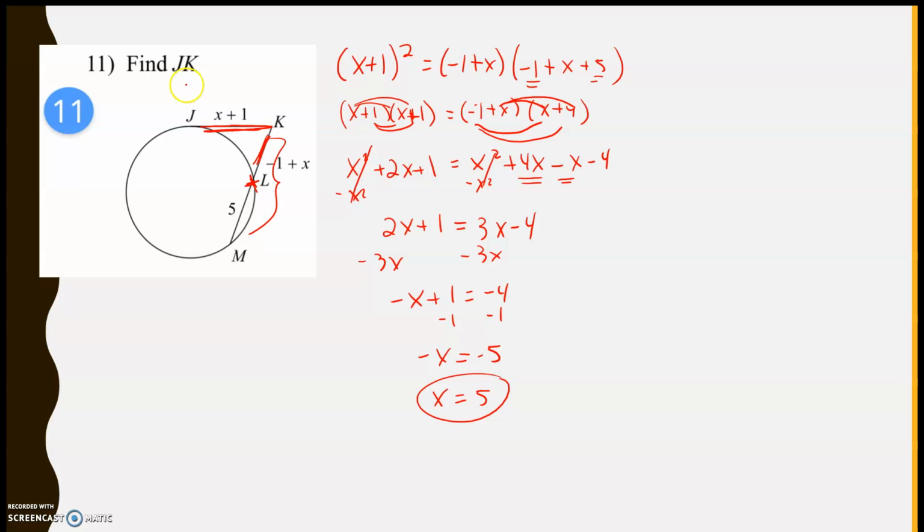My question, though, asked me to find the length of JK. So I'm going to take that 5 and plug it into my JK, x plus 1. So JK is equal to x plus 1. I'm going to replace this with a 5 plus 1, which means JK is equal to 6.